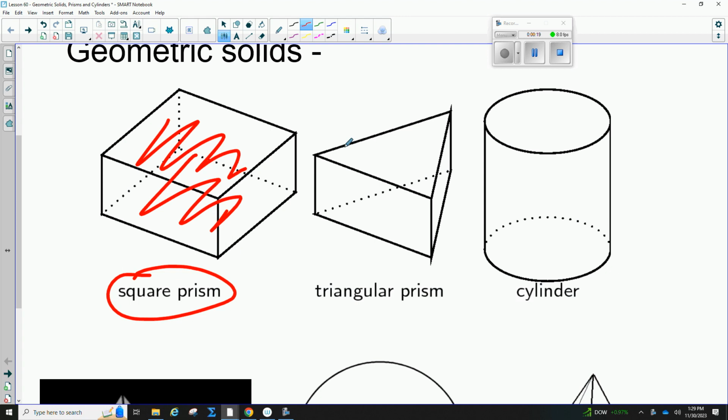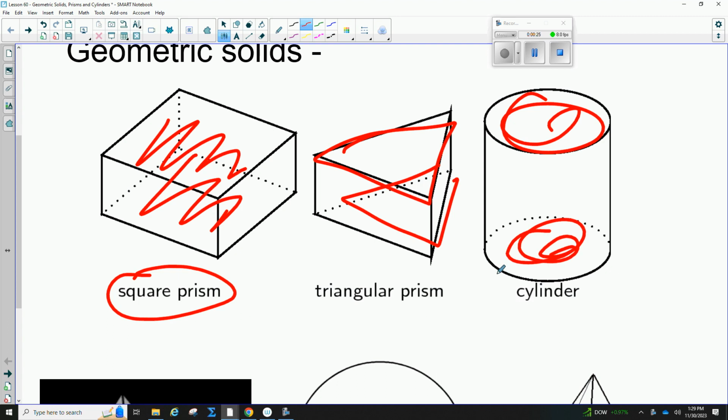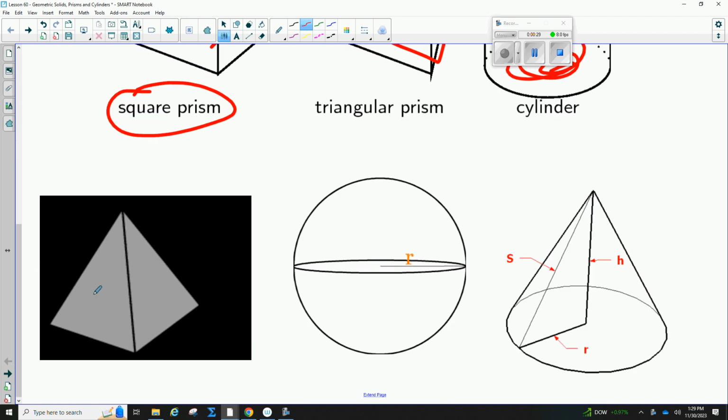So this guy's a triangular prism. The bases are triangles. And then this one's a cylinder where the bases are circles. Okay, and then we've got a pyramid. This one is a triangular pyramid. It's a triangle on the bottom and it meets up at a point. That's what makes it a pyramid. Then we've got a sphere.